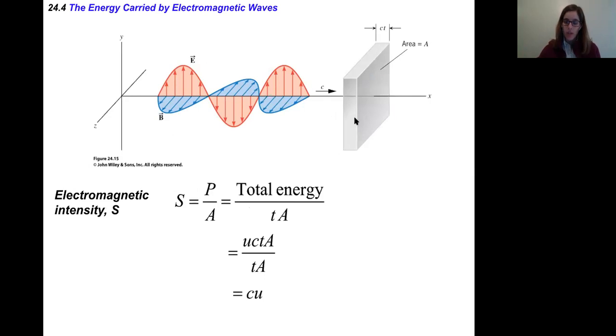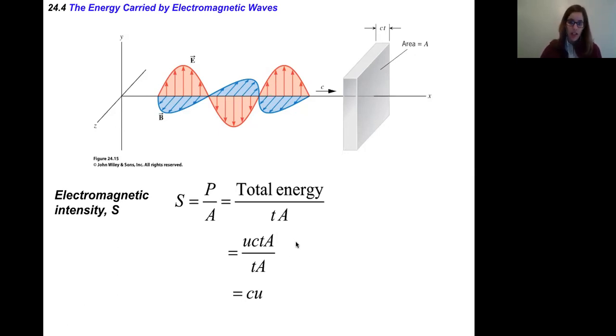Now, a way we could measure the total energy is if we imagine having a slab here, right? We have an electromagnetic wave coming in towards a slab. The slab has a cross-sectional area A, and the thickness of it we could describe as being the speed of light times t, the time interval that passes through. So what we could do then is say that our total energy as it passes through is just equal to our energy density, u, what we had on the previous slide, times the volume of this shape, where the volume is the area times that width or thickness. It's the speed of light times the time. And this is just a derivation to get to our end result.